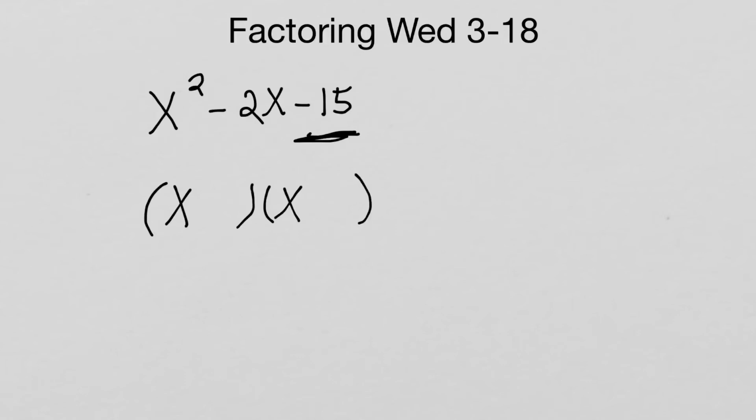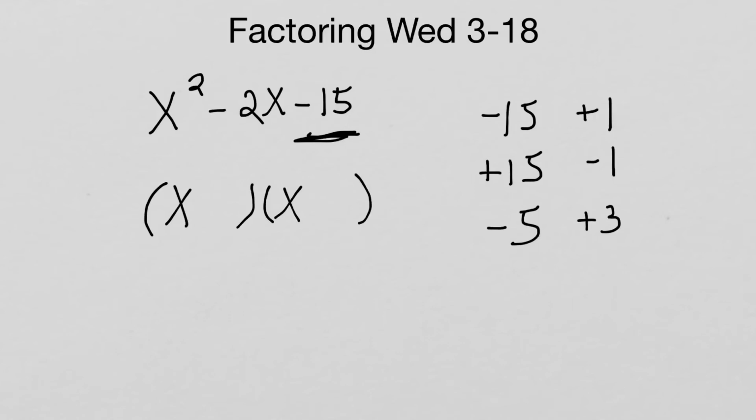All right, I'm putting together the list of numbers that multiply to negative 15. You get negative 15 times 1, 15 times negative 1. Let me put the plus signs in here. And let's see, negative 5 plus 3. And finally, positive 5 minus 3. This is the total list of numbers that multiply together to give me negative 15. One of those is going to add together to give me minus 2.